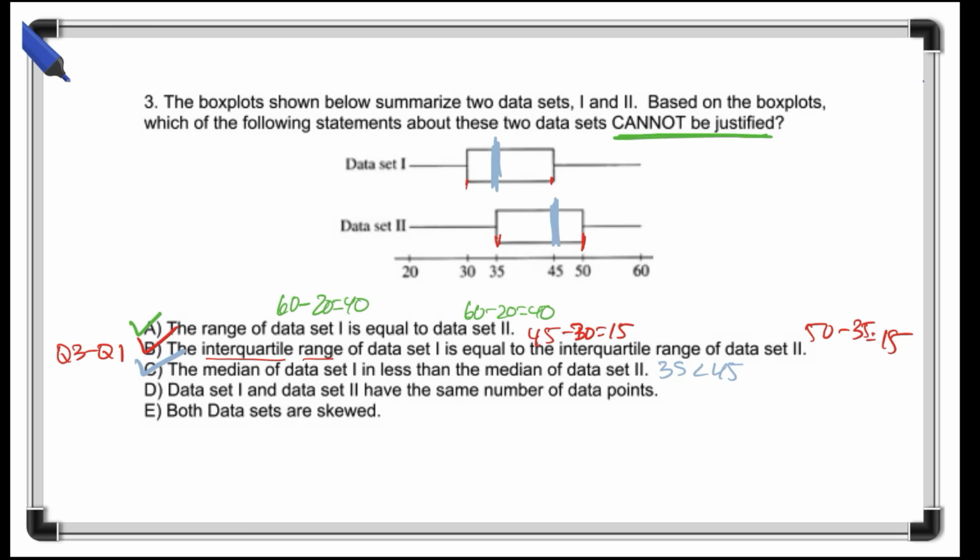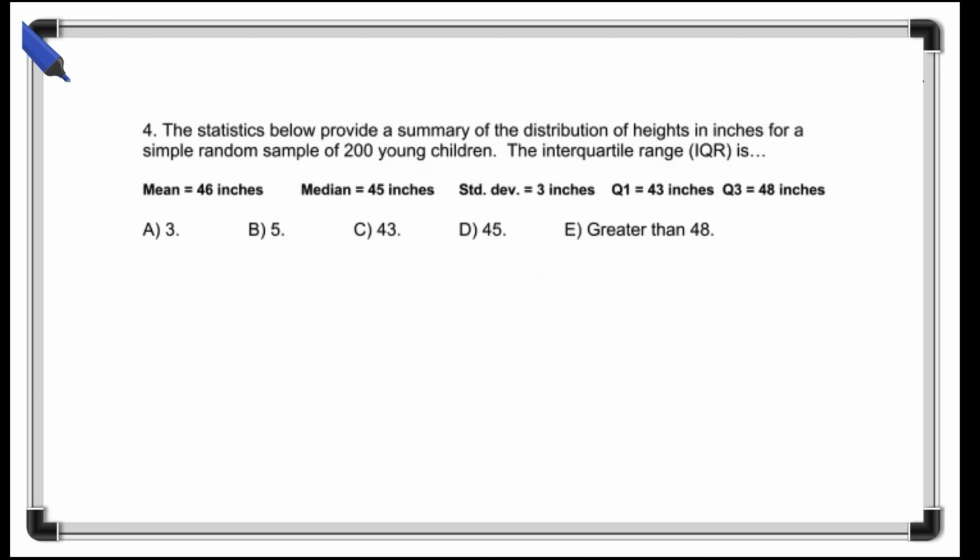Data set 1 and 2 have the same number of data points. We actually cannot tell this, so we're going to think that it is D, but let's just confirm letter E before. Both data sets are skewed. Yes, that's true. 1 is skewed to the right and 2 is skewed to the left, so that's good. So our answer choice is letter D.